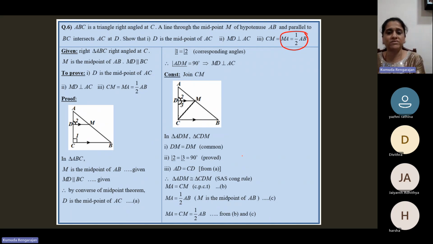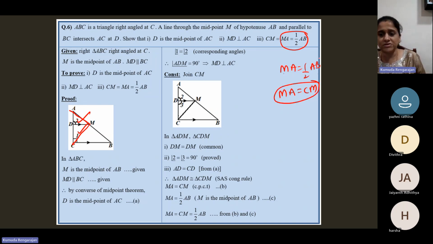So we know MA is equal to half of AB. And we've proved that MA is equal to CM, we proved congruency. So MA is equal to half AB, and MA is equal to CM. This is by CPCT, and this is by the information given in the question.